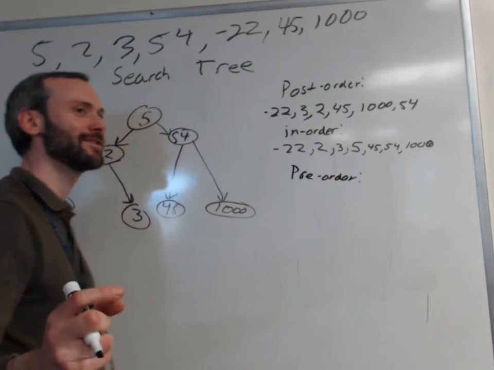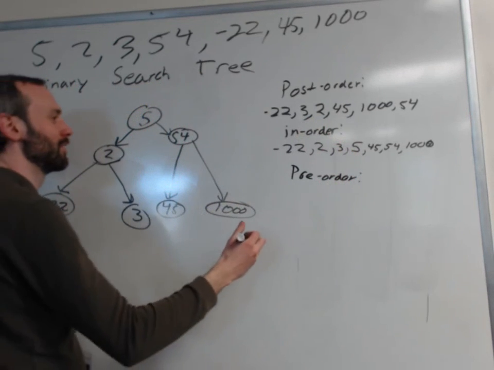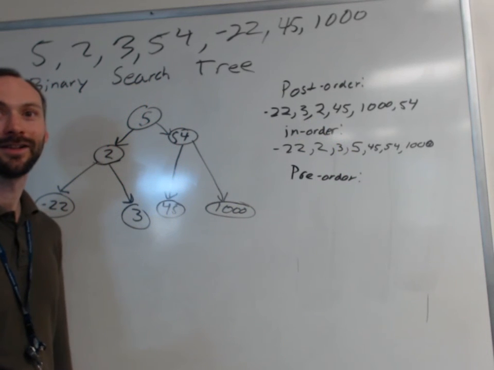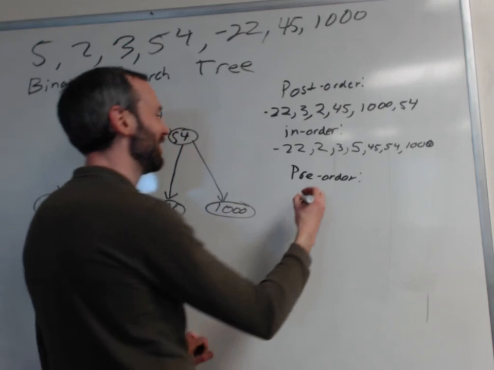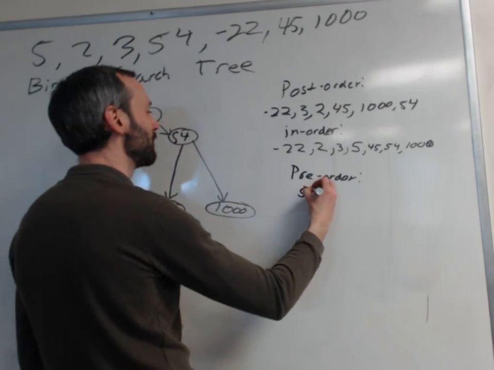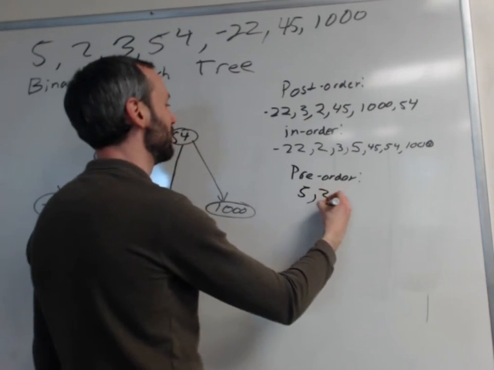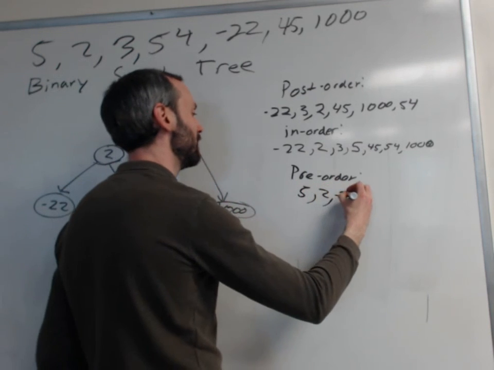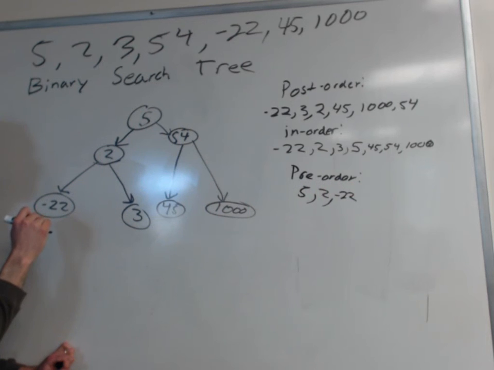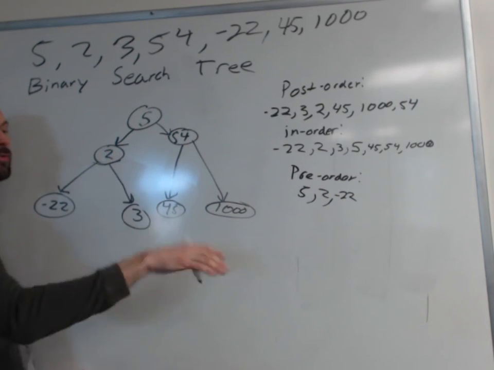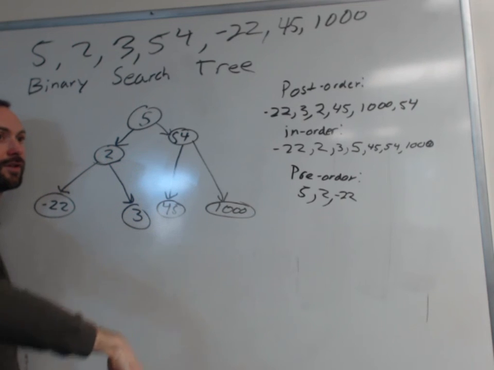When are we going to do pre-order? The second you visit the node. Oh, I thought it was at GameStop. So we visit 5, good. We visit the 2, good. We visit the negative 22, good. Nothing comes up. Will we have to check to see if it's already printed? No. The second you visit the node, you print it, and then you go to the children.